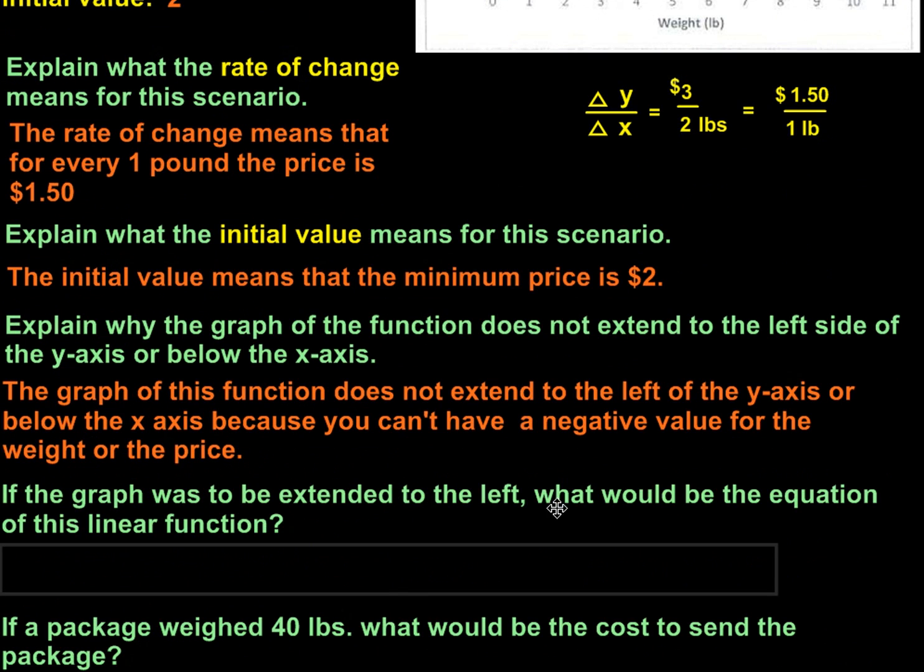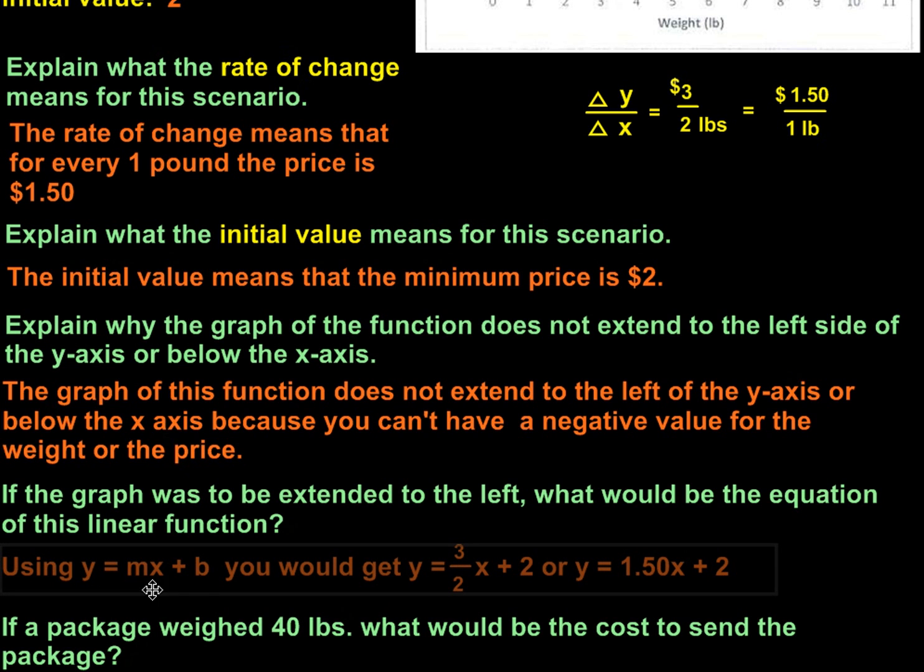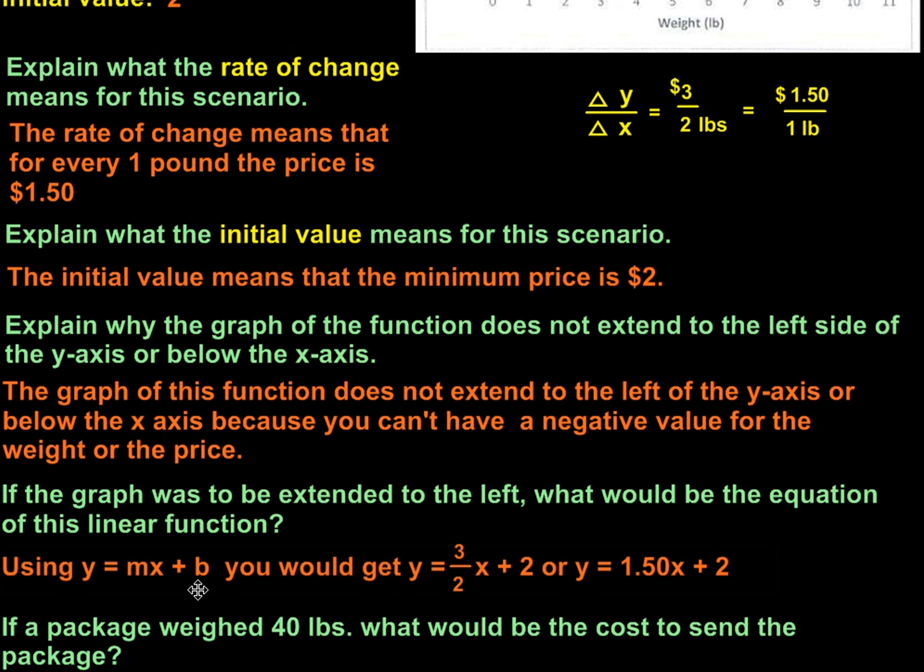If the graph was extended to the left, what would be the equation of this linear function? Of course, we're using y equals mx plus b form for a linear function. So we would plug in the slope, which I'm using as 3 over 2. You could use 1.50 over 1. You would get 3 over 2 for m, and then we know that our initial value, or y-intercept, which is the value of b, is 2. So you could write y equals 3 over 2x plus 2, or you could write y equals 1.50x plus 2. Either one of those answers would be correct.